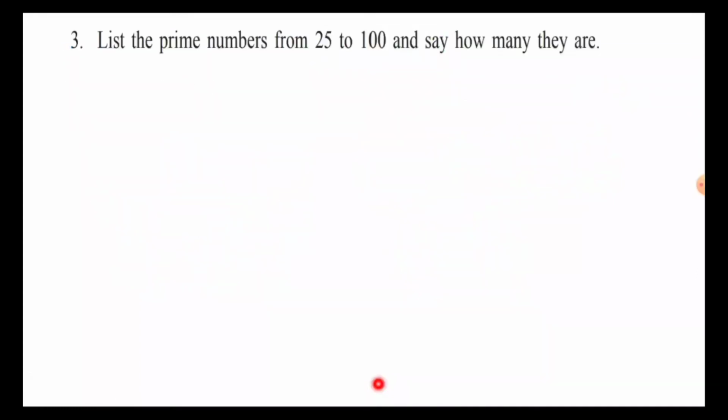Okay, next, third sum. List the prime numbers from 25 to 100 and say how many there are. Okay, now this is a very big question. I will show you how to solve it, and then further you all will continue it as homework. Okay, now from where do we have to start? We have to start with 25. Okay, so I'll be writing here prime number, okay, and non-prime.